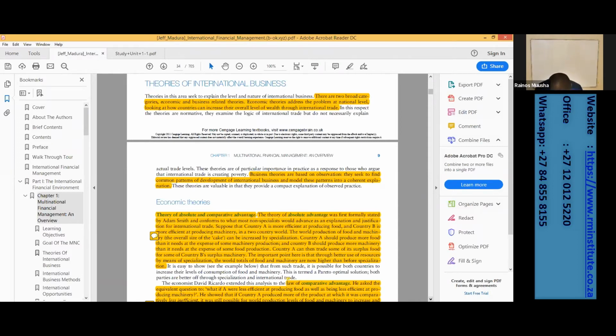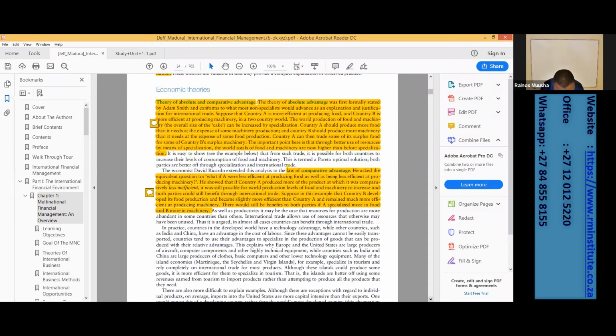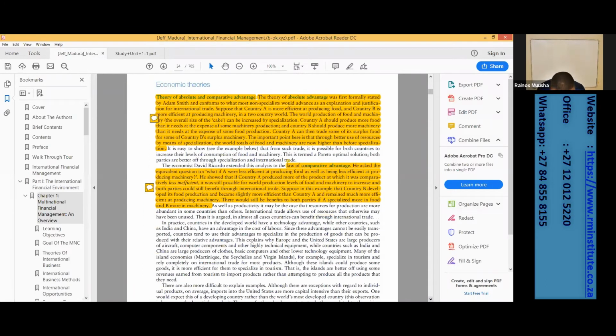So when you look at economic theories, they say theory of absolute and comparative advantage. So the one economic theory that you can look at is the theory of absolute and comparative advantage. And here they say the theory of absolute advantage was first formally stated by Adam Smith and conforms to what most non-specialists would advance as an explanation and justification for international trade.